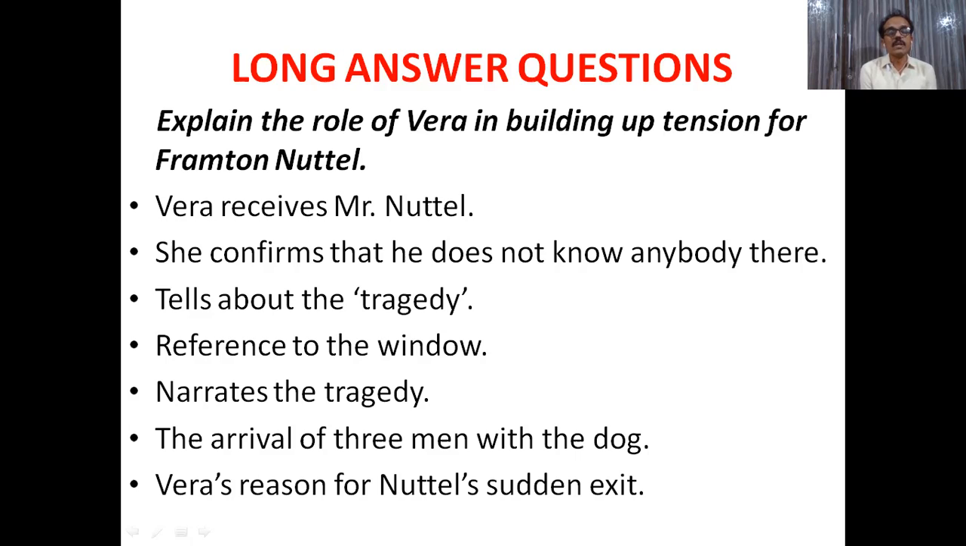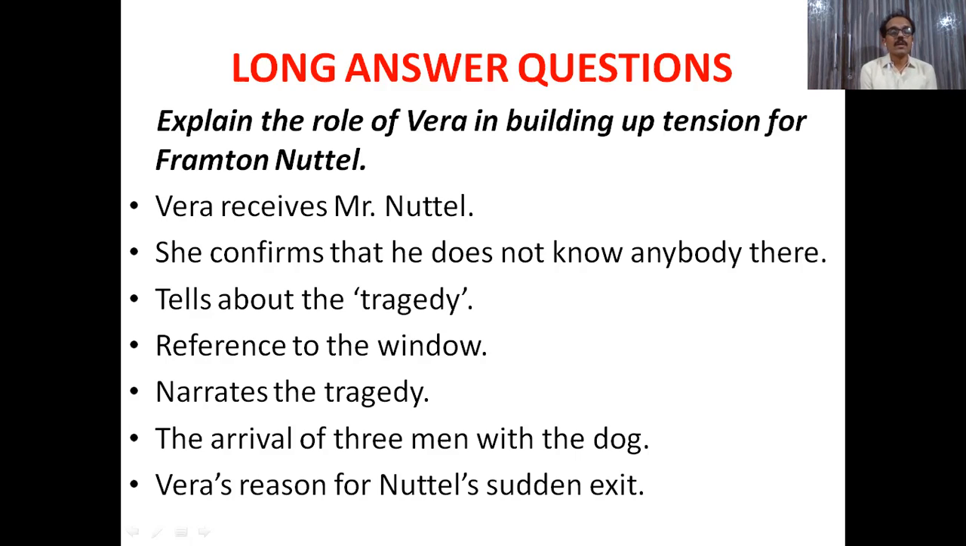While telling the story, Vera makes a reference to the window, the open window. She also tells Mr. Nuttall that the window is kept open because Mrs. Sapleton thinks that those three men, along with the dog, may return anytime. So until dusk, it is kept open in expectation of those three fellows and the dog. This is the narration of the tragedy. She gives every detail of the tragic incident that happened in Mrs. Sapleton's life.